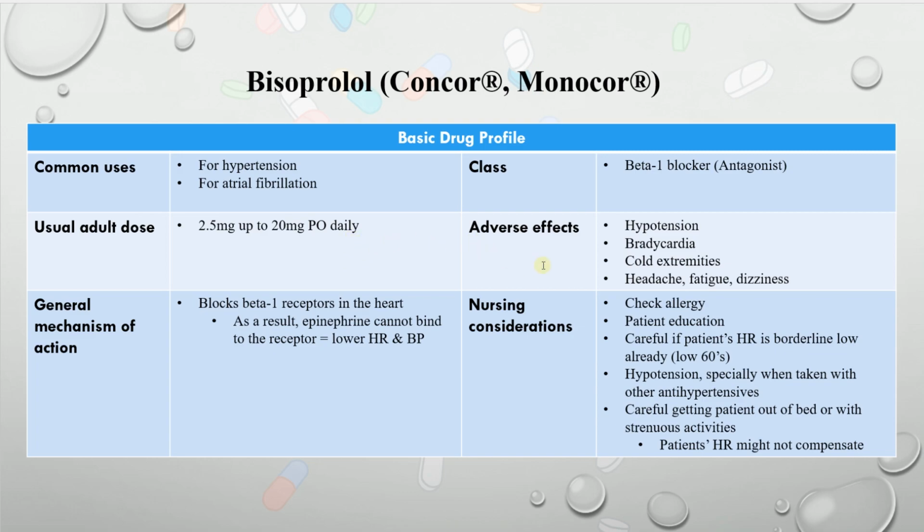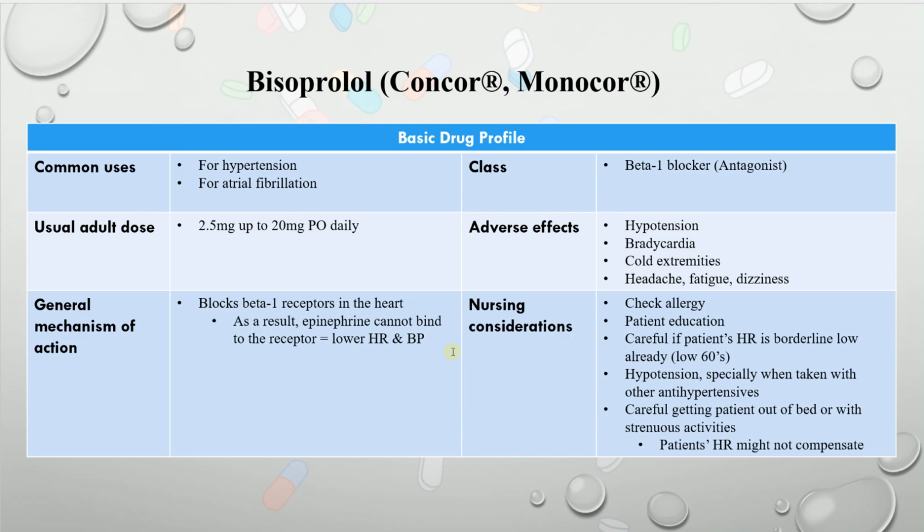Some of the adverse effects include hypotension, low heart rate, cold extremities, headache, fatigue, and dizziness, which are all related to lower cardiac output. General mechanism of action, it blocks the beta-1 receptors in the heart. From a previous video, you can remember beta-1 heart, beta-2 lungs, right? So it's going to block the beta-1 receptors from the heart. And as a result, epinephrine cannot bind to these receptors, therefore leading to a lower heart rate and lower BP.